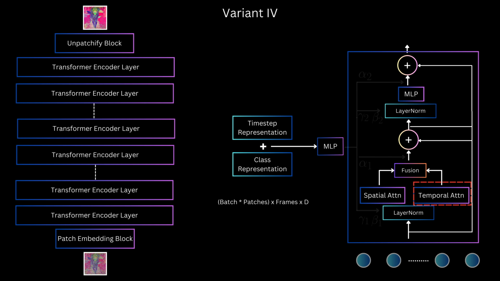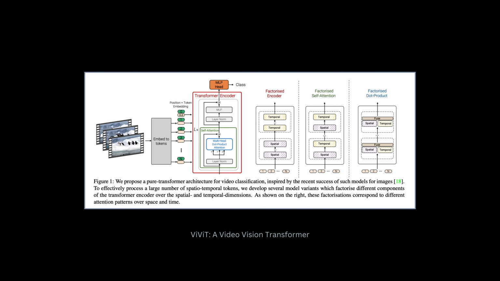Then we fuse them together, where inside this, all that really happens is that both the spatial and temporal attention outputs are reshaped to batch size times frames cross patch tokens cross D and added together. As a side note, these variants are very similar to different variants experimented by the authors of Diffusion Transformer, where they adapted transformer architecture for the task of video classification.